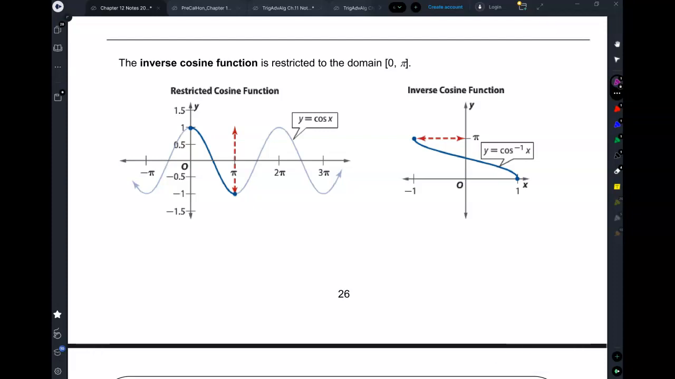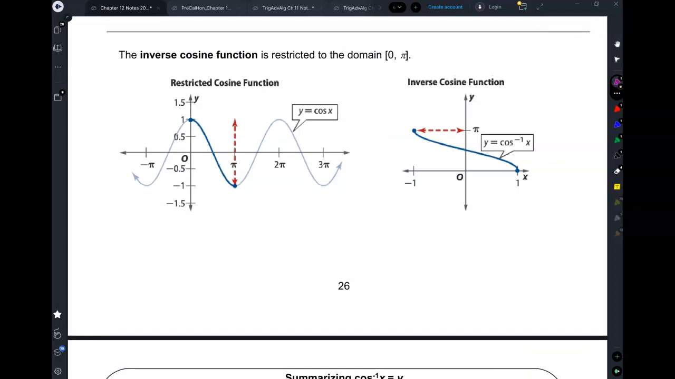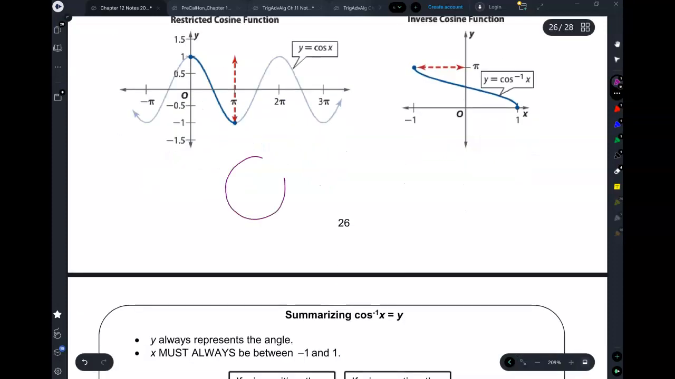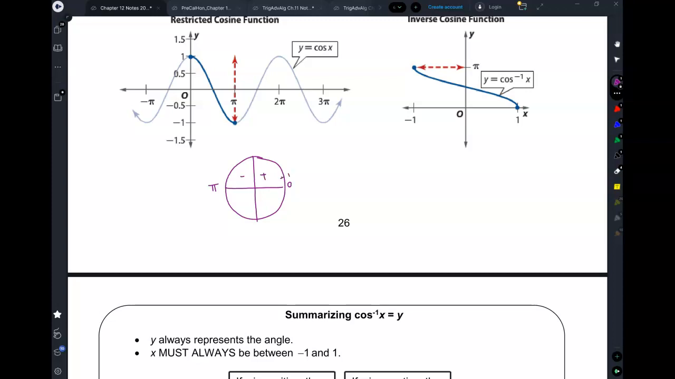Cosine, when we restrict it, we can't go from negative pi over 2 to pi over 2 because that still doesn't pass the horizontal line test. So we need another portion. This is the portion that works. So we're only going to go from 0 to pi. Now, if I look on the unit circle, where is 0? Here. Pi is here, exactly. So we know that cosine is positive here and negative there, okay? So what are the angles here? Pi over 6.